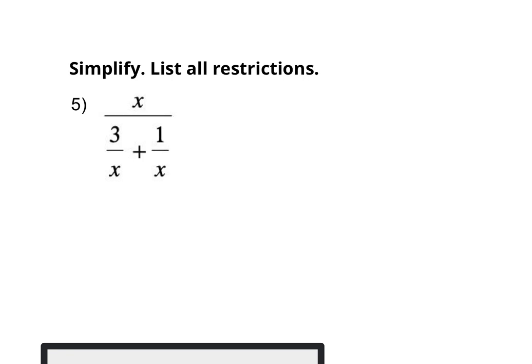The denominator, that we do have to simplify first, but the bottoms, the x, are both x, right? So we can add those guys together. 3 plus 1 gives us 4 over x.